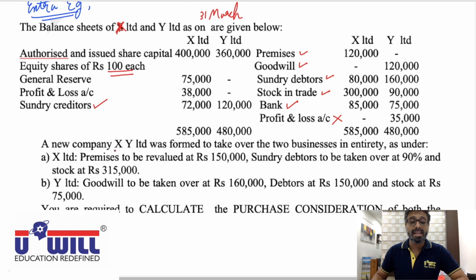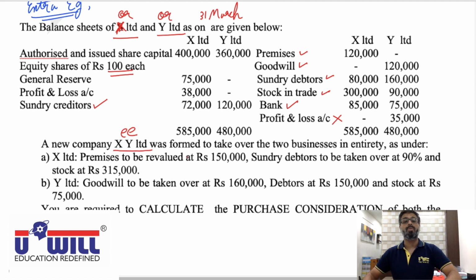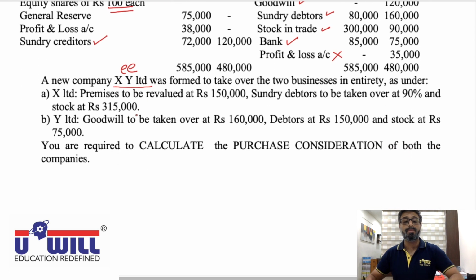A new company XY Limited is formed. So new company XY Limited is a transferee company and old companies X Limited and Y Limited both are transferor companies which are going into liquidation. So a new company XY Limited was formed to take over the businesses in entirety as under. Okay, I repeat, old companies X and Y going into liquidation are transferor companies. New company XY Limited is the transferee company. Now first, how is the consideration discharged for X Limited?